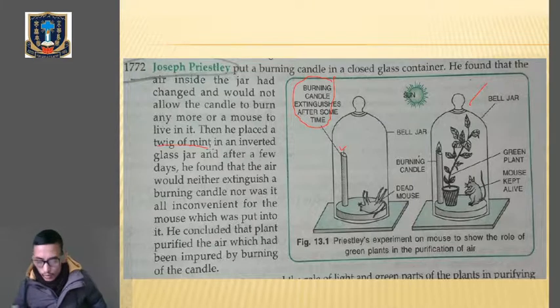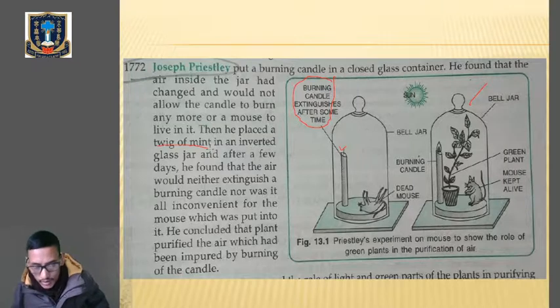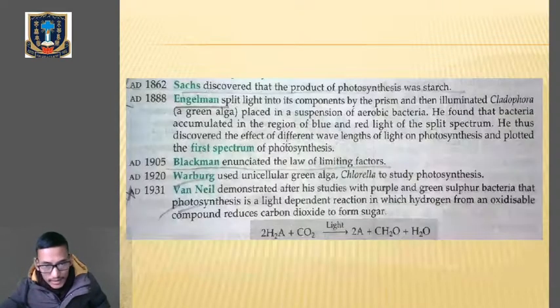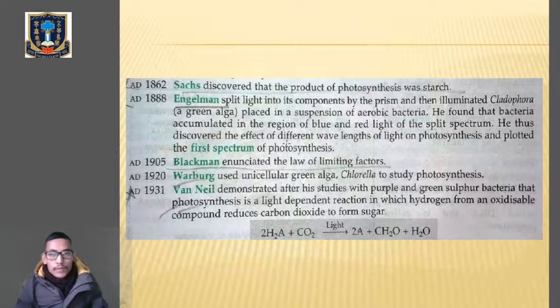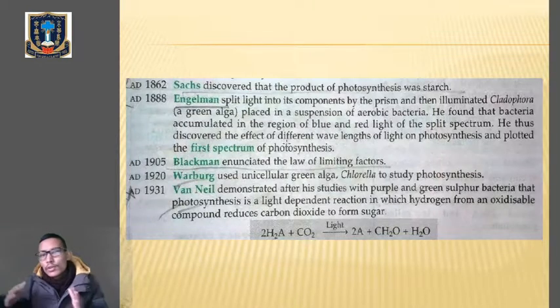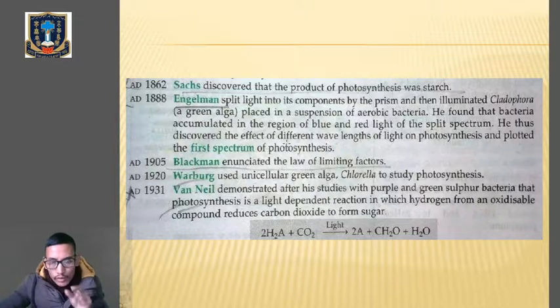So this was the role of Joseph Priestley in the process of photosynthesis, that the green plant purifies the air. Clear? Now the second one we will learn about starch. He discovered that the product of photosynthesis was starch. Engelmann, what was the role of Engelmann? He simply wrote this one.